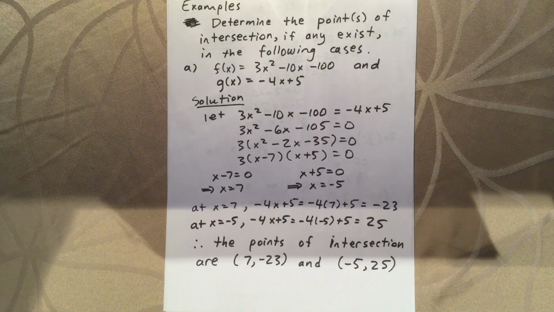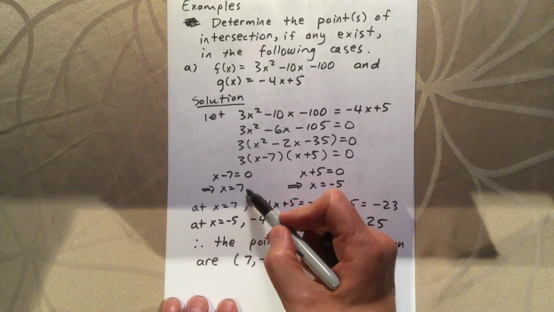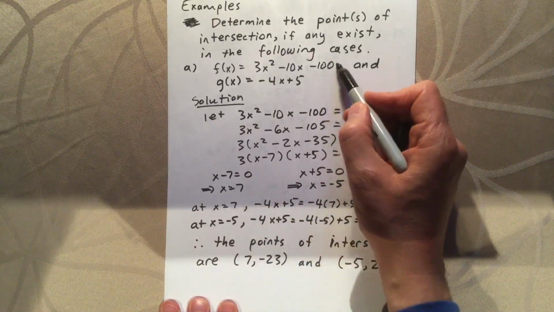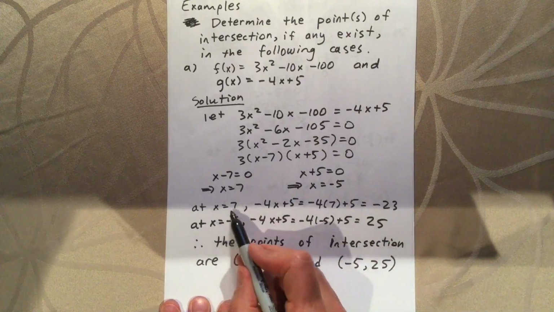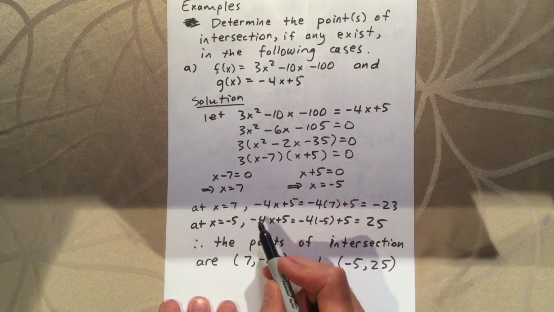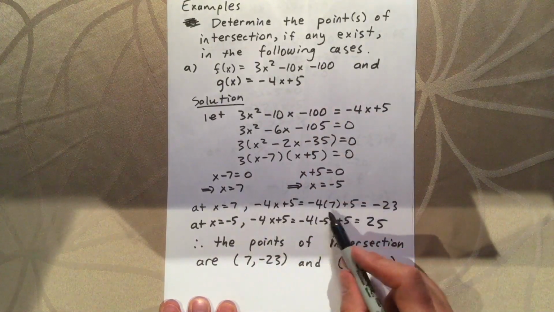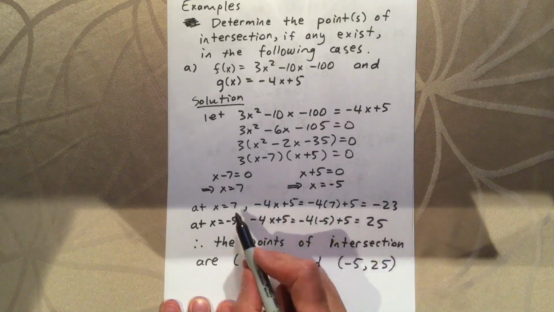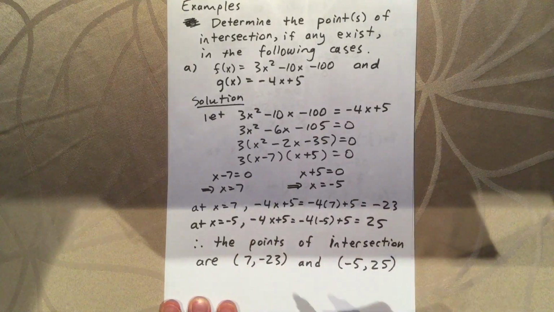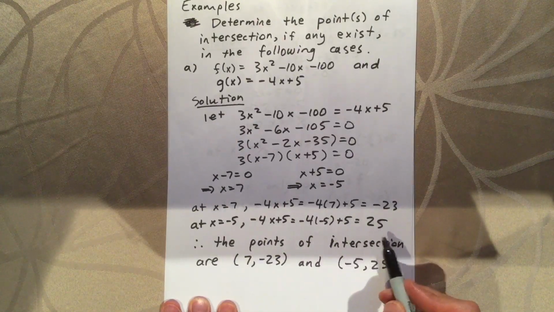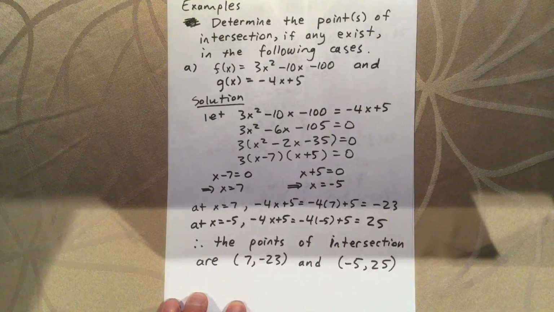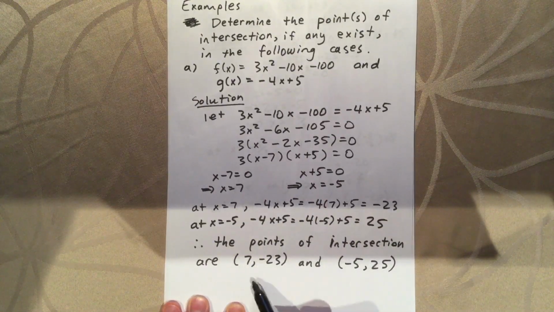Now, to get the y-coordinate of those points, we're going to take that x value that we just obtained, and we're going to plug it into either this expression or this expression. Either one is fine because they're equal to each other. So, at x equals 7, I'm going to choose the linear expression because it's a bit easier. Negative 4x plus 5 ends up equaling negative 23. So one of the points of intersection is 7, negative 23. When x is negative 5, negative 4x plus 5 ends up equaling 25. So one of the points of intersection is negative 5, 25. So the 2 points of intersection are 7, negative 23, and negative 5, 25.